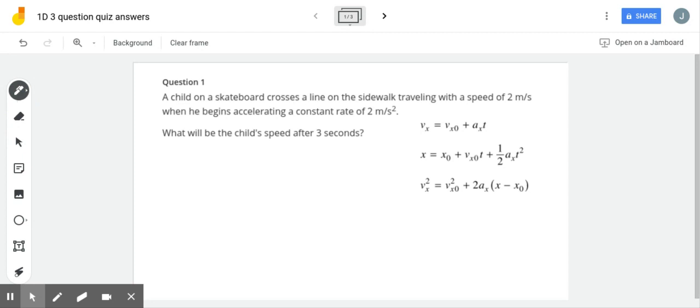A child on a skateboard crosses a line on the sidewalk traveling with a speed of 2 meters per second when he begins accelerating at a constant rate of 2 meters per second squared. What will be the child's speed after 3 seconds?